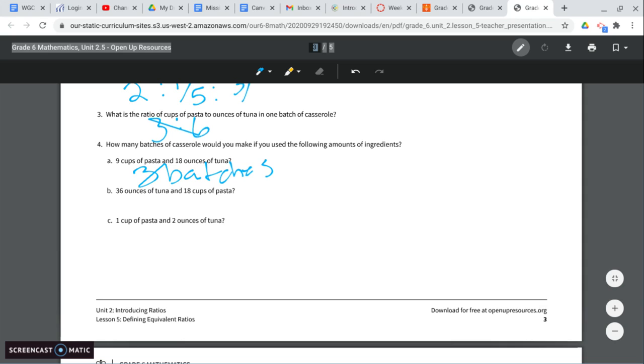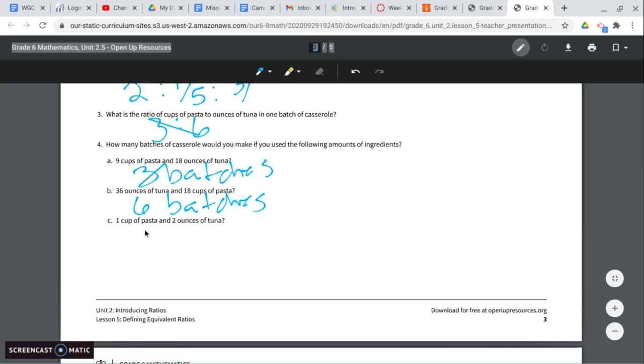What if we had 36 ounces of tuna and 18 cups of pasta? The 6, remember, is our tuna. So this flips it, so you have to be careful. How do we get from 3 to 18? We multiply by 6. How do we get from 6 to 36? We multiply by 6, so it'd be 6 batches.